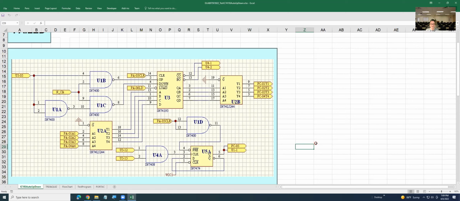Yeah, but the thing is, I know how to do it. That means I can try to combine everything in one sheet. Then it should be okay.